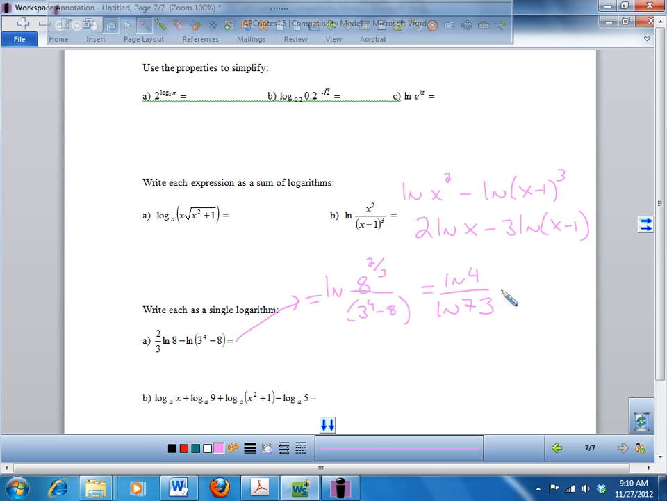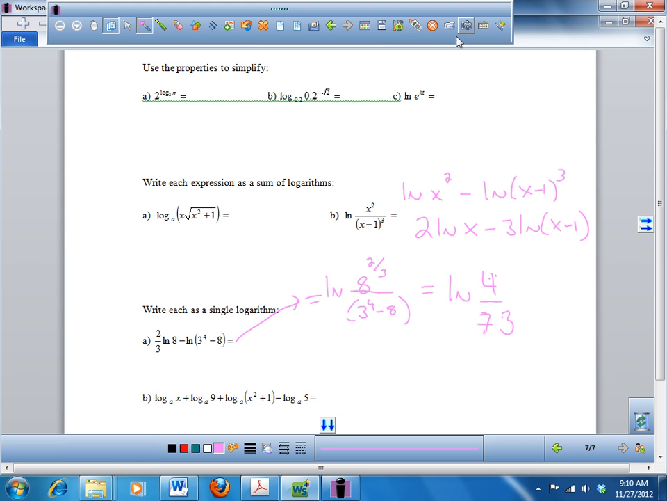Thank you. Okay? And so that's the same as the natural log of 4 over 73, which is even better, right? So that's how you do that, and then you can plug that in your calculator. Okay? This one looks really hard. Does this one look really hard?